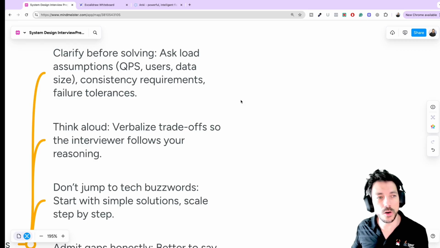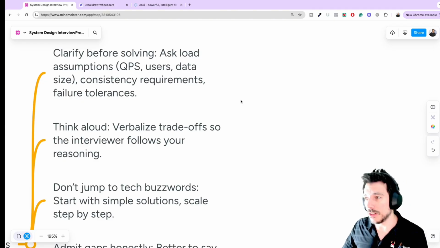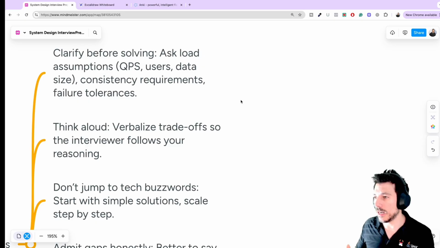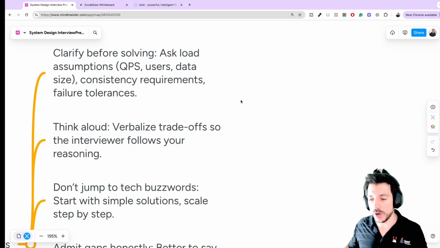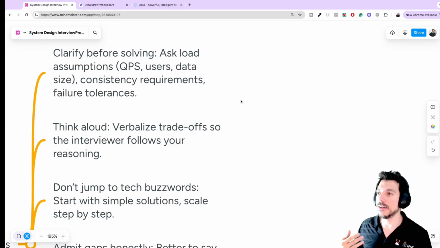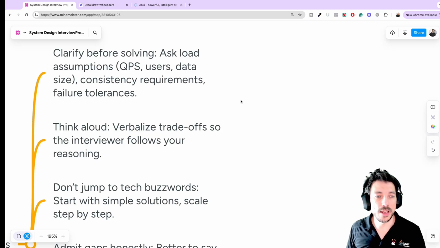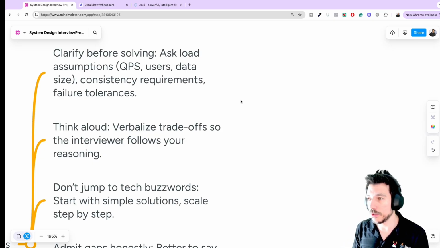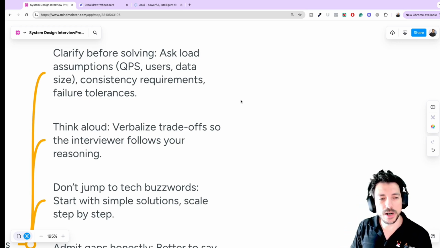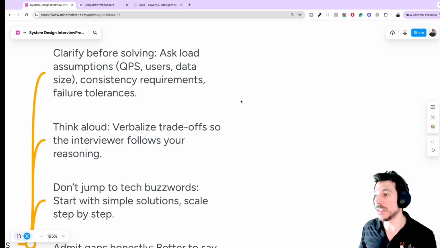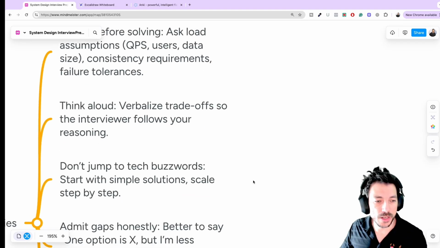So ask about load assumptions, users, data size, consistency requirements, failure tolerance, and think out loud. This is important also for the coding interview. While you're coding, you need to talk, right? And you have to verbalize trade-offs. That's very important. This is even more important as a senior software engineer, because for every technology you choose, there's always a trade-off, and the interviewer is expecting you to know what this trade-off is.